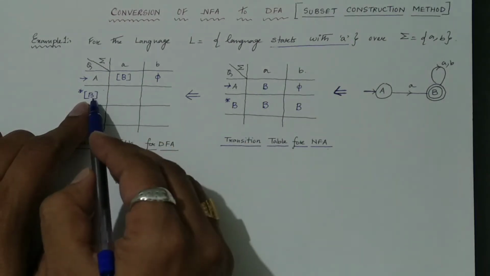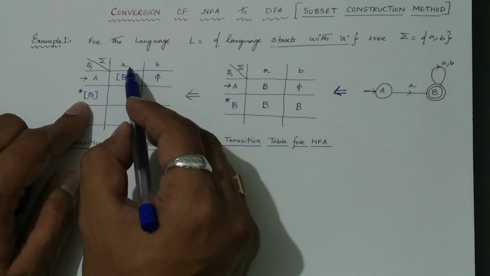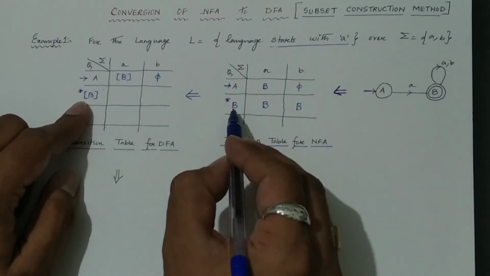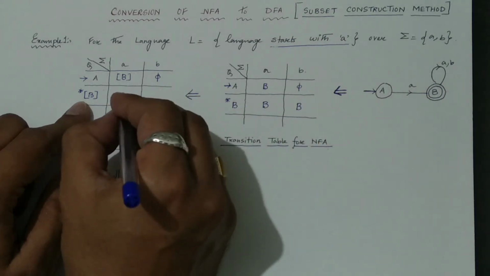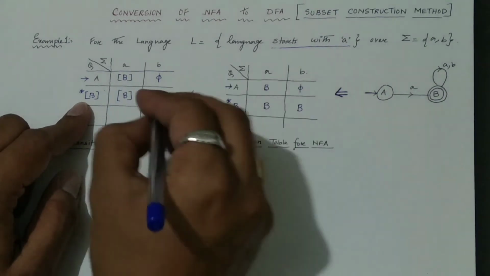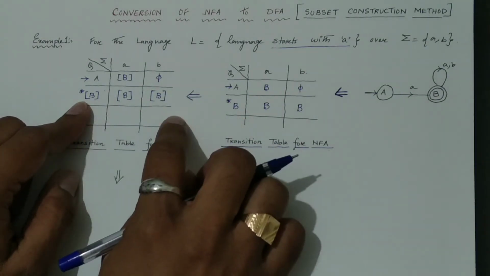Now I'll be starting off with the state B, right? So I have to check B on input A, where it is going. Since it is a single state, there is nothing to do. B on input A, it is going to B. Clear? Then B on input B, it is going to B. So there are no other possible states.